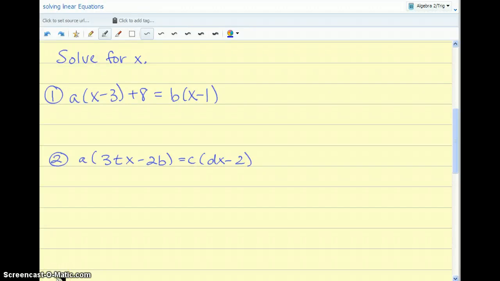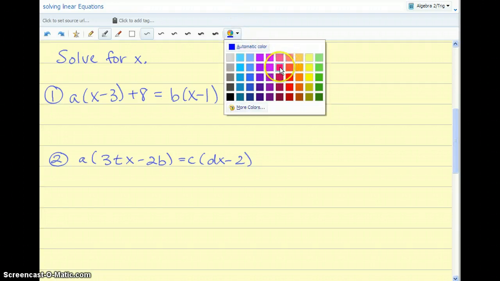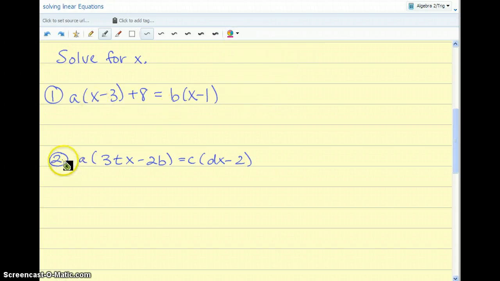Hi, we're going to solve some linear equations for x that involve other variables. So our first example is listed, and we're going to solve that problem for x. Actually, I'm going to erase this to get it out of the way. I thought I had more space.